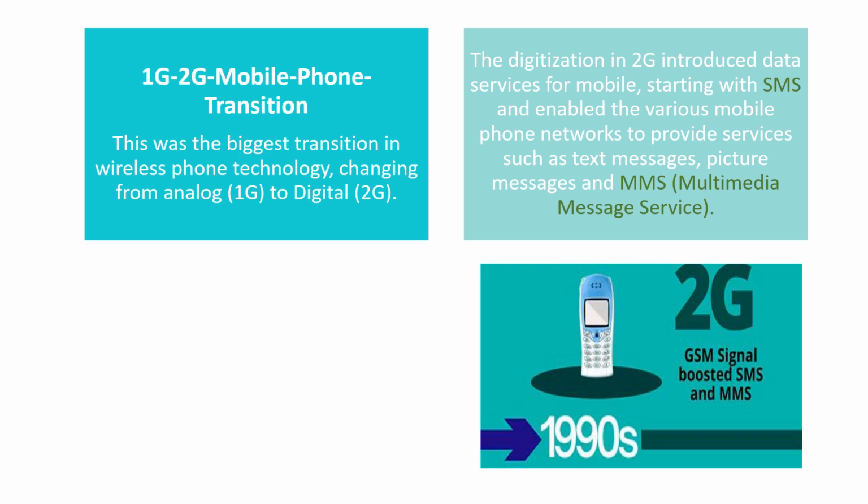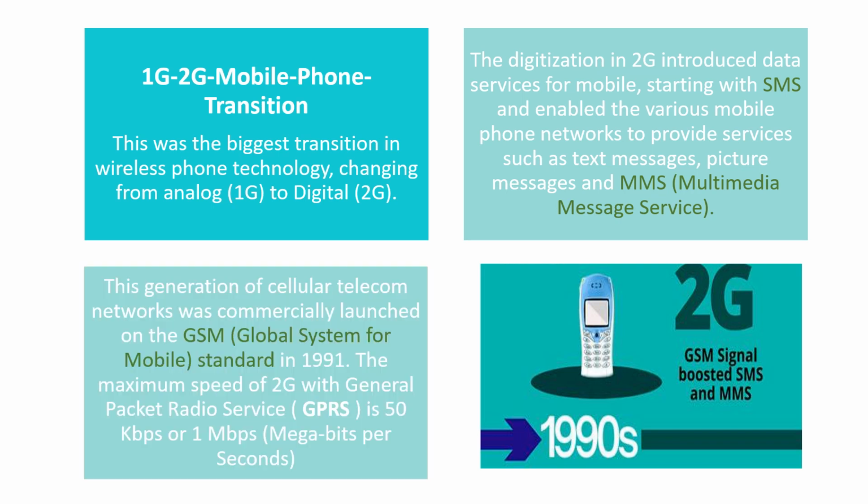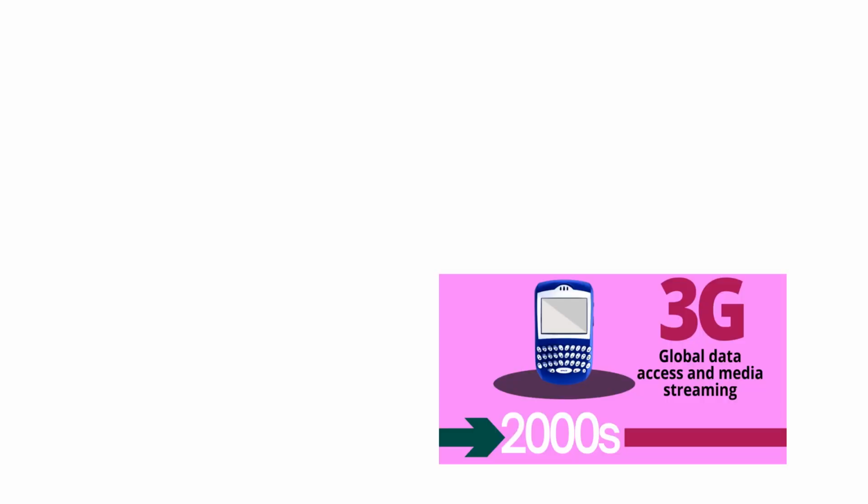This was done in the 1990s, when this generation of cellular telecom networks was commercially launched on the GSM standard, that is the Global System for Mobile standard. The maximum speed of 2G with GPRS, that is GSM GPRS, which we can see in coming videos, is 50 kbps to 1 Mbps. So this is about the 2G technology.